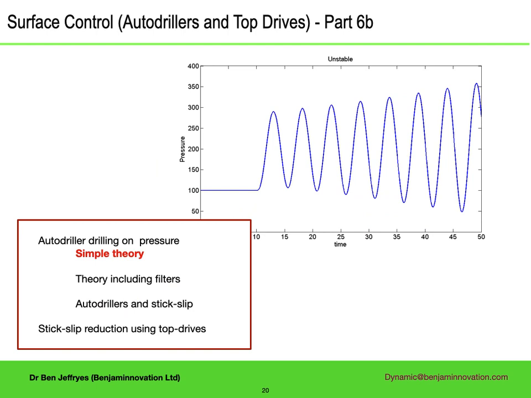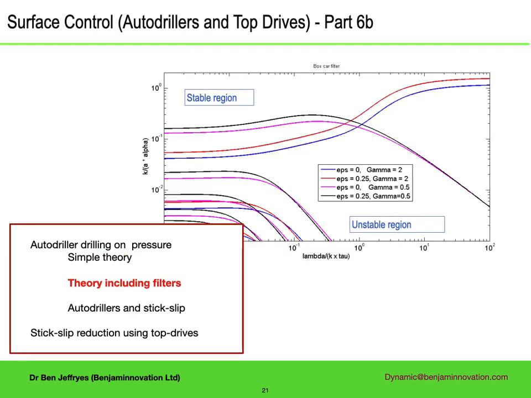The second half of the presentation moves on to using surface pressure as the control variable, applicable when drilling with a motor. In this case, even without measurement filters, the system can be unstable, as shown here. With filters, the parameter range for instability is more complicated, shown in this graph.